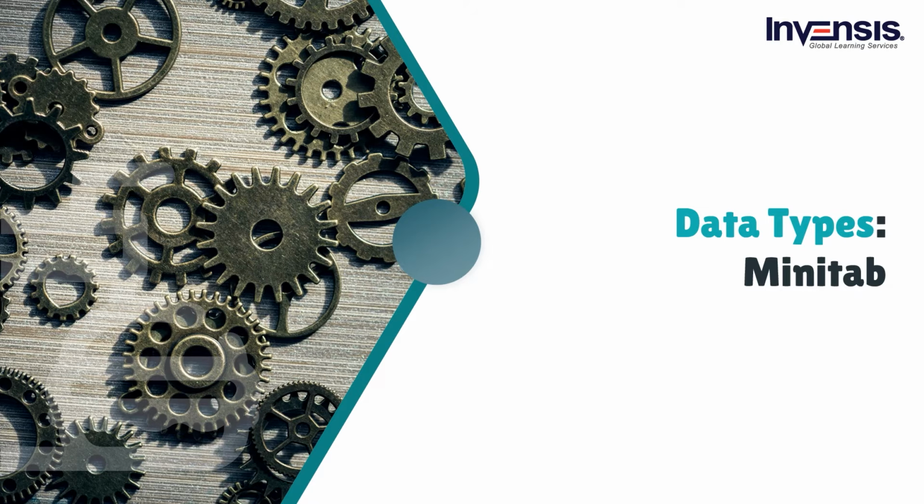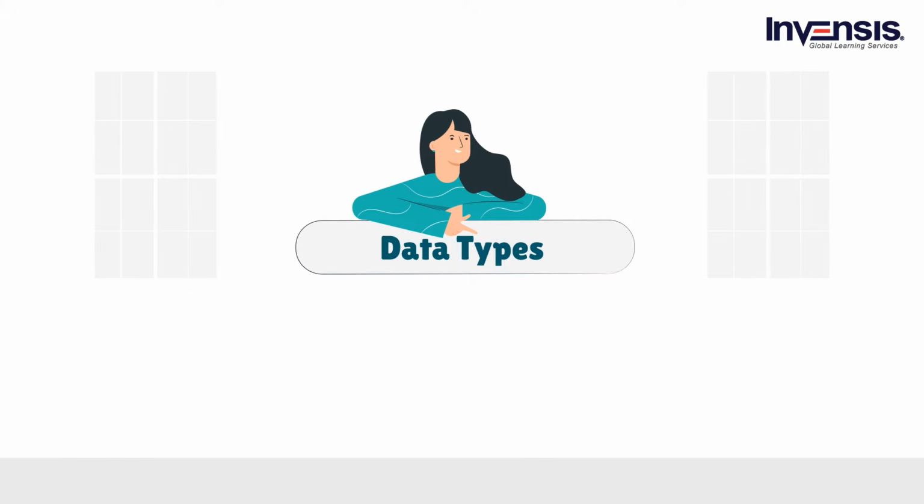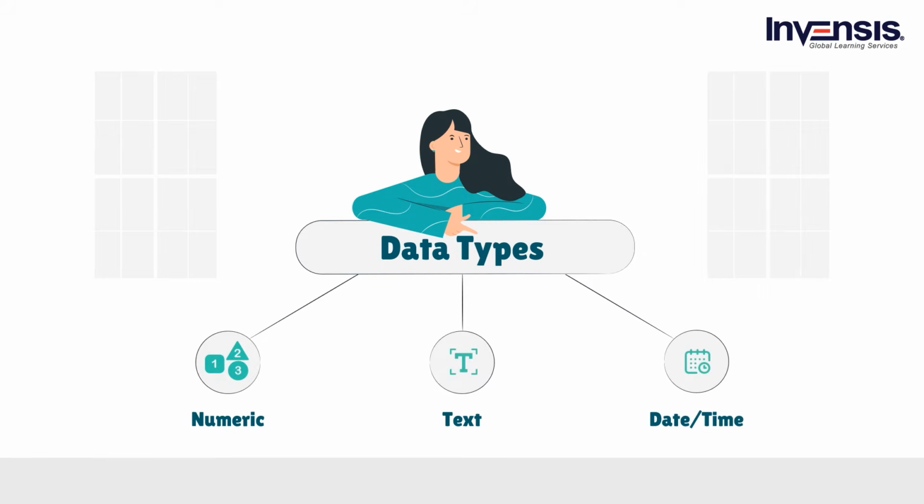Now let's look at the data types which we have in Minitab. So we have three types of data here. The first type is numeric. The second type is text, and the third type is date and time.